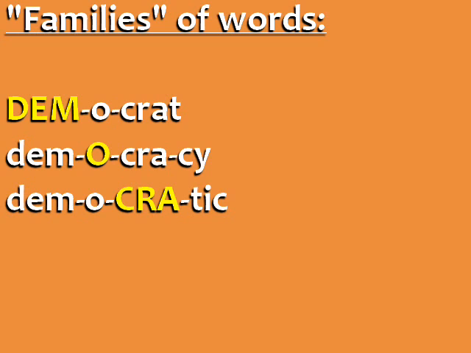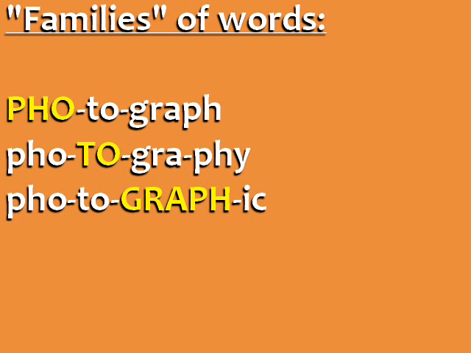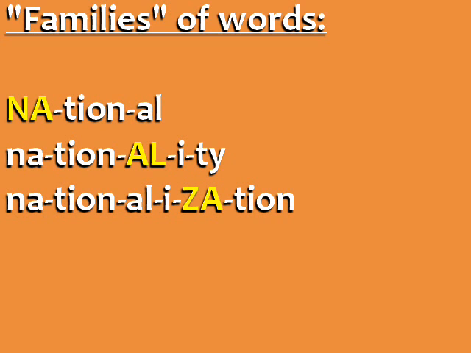When we put all these rules together, we get some families of words with different stresses. Democrat, democracy, democratic, photograph, photography, photographic, national, nationality, nationalization.